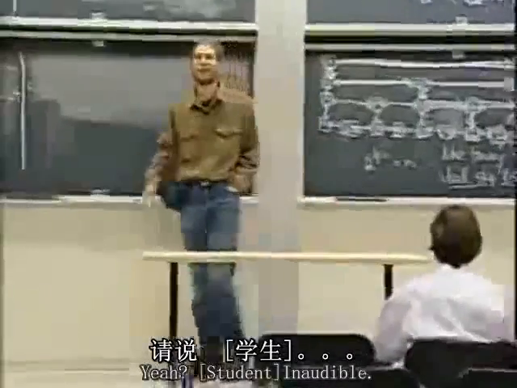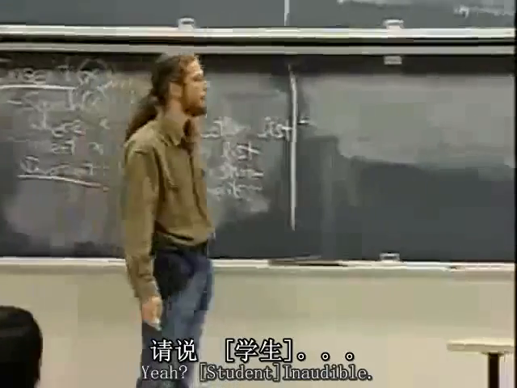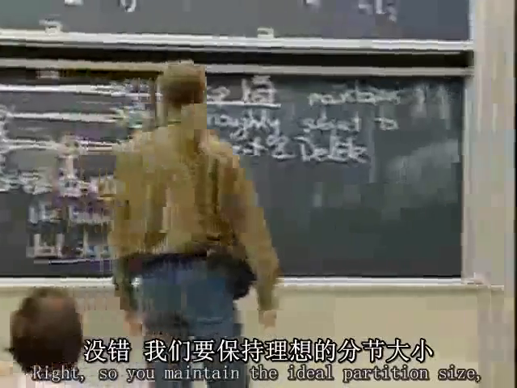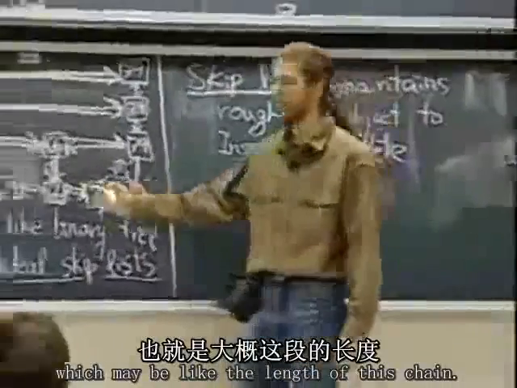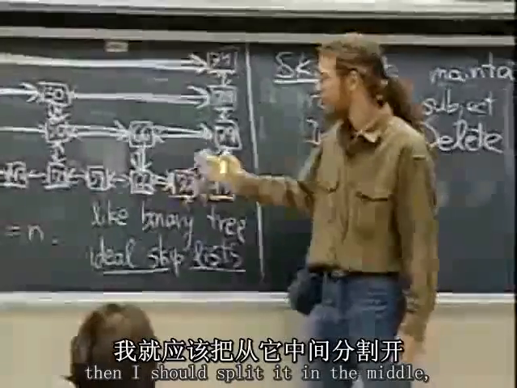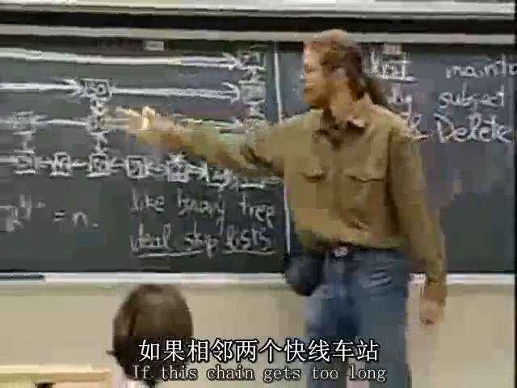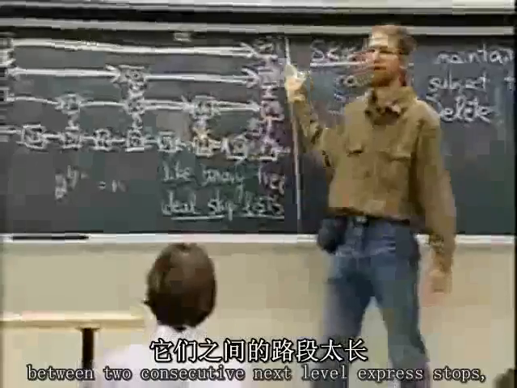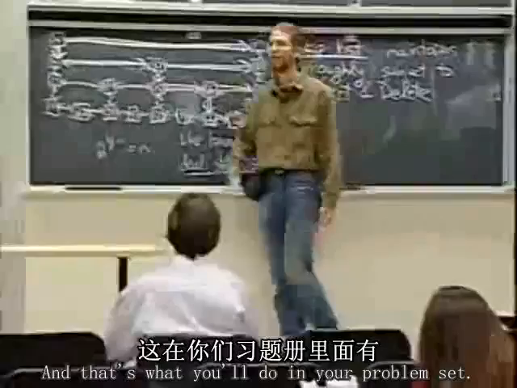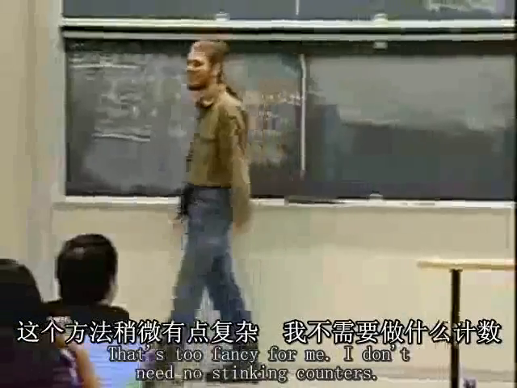Based on the total number of elements, you keep an ideal partition size for your smallest partition, and if you exceed that, then you do a split. Right, so you maintain the ideal partition size, which may be like the length of this chain. If that gets too long, then I should split it in the middle, promote that guy up to the next level, and do the same thing up here. If this chain gets too long between 2 consecutive next-level express stops, then I'll promote the middle guy. And that's what you'll do in your problem set. That's too fancy for me. I don't need no stinking counters.